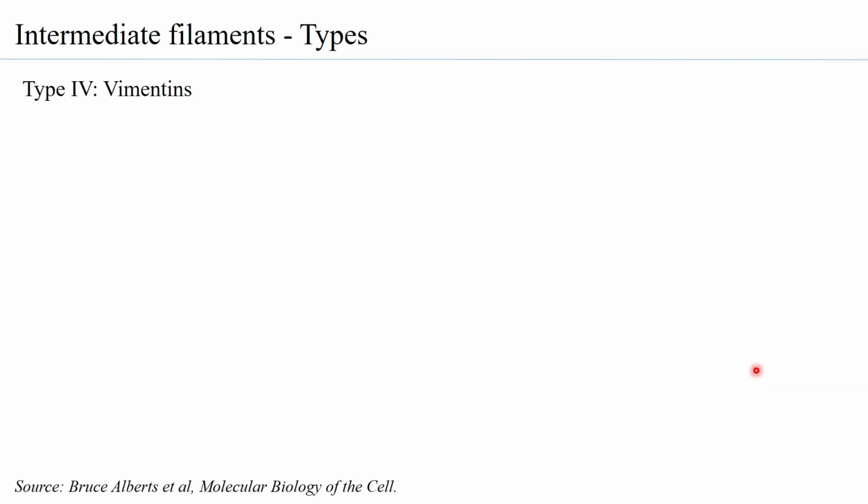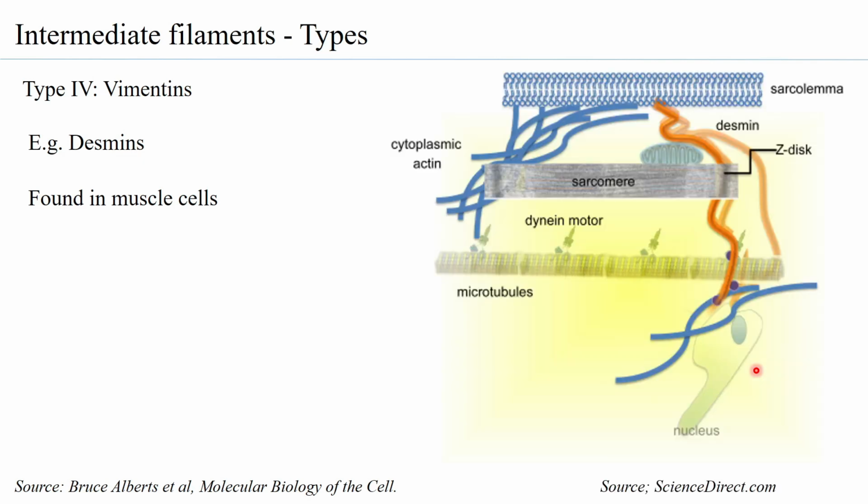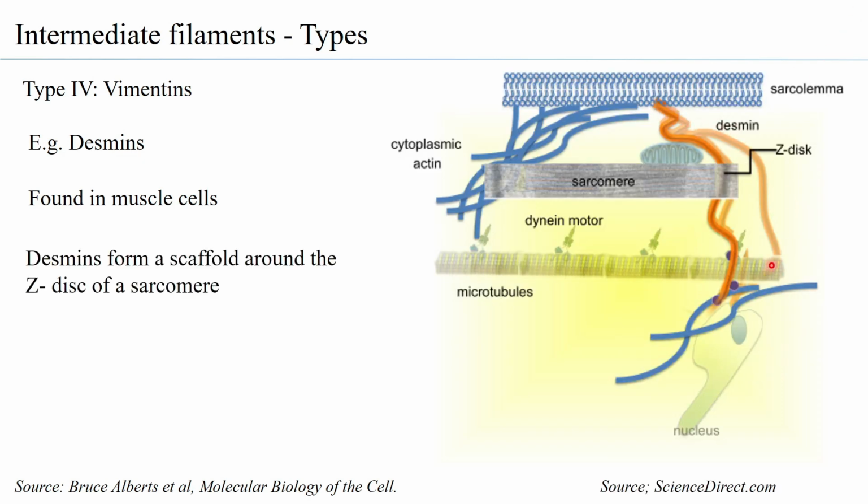Then you go to the next one, which is vimentins. For example, desmins, and these desmins are found in muscle cells, but there are other types of vimentins also. But here we are taking the example of desmins, which are found in muscle cells. As you can see over here, the desmin is acting as a scaffold around the Z disc. We know that the sarcomere has a Z disc. So you see CapZ over here. A group of CapZ forms what is called a Z disc. So the desmin forms a scaffold for the Z disc.